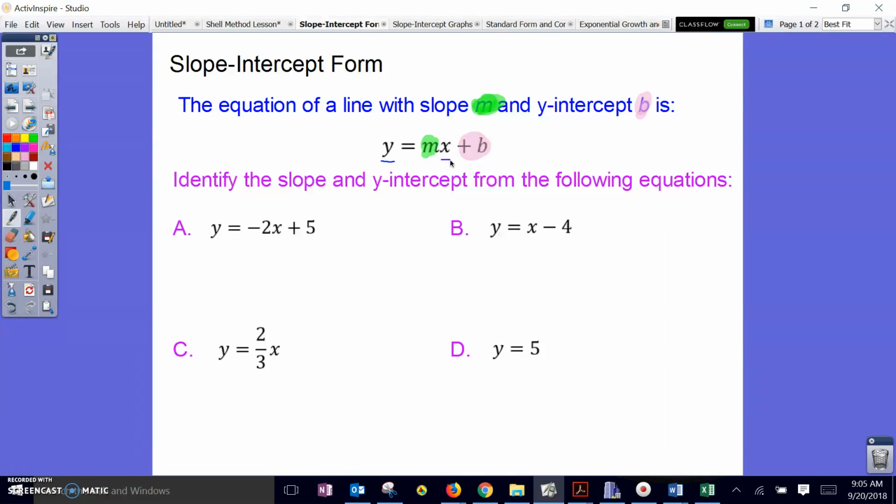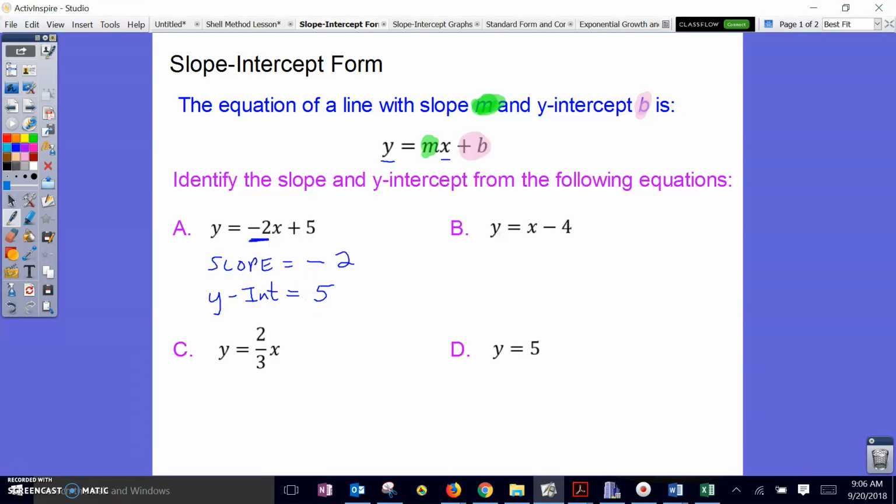Okay, so our first example, we're going to identify the slope and y-intercept from the following equations. So for the first one, y equals negative 2x plus 5. The slope is negative 2 because that is the m value, the x coefficient, and the y-intercept is positive 5.